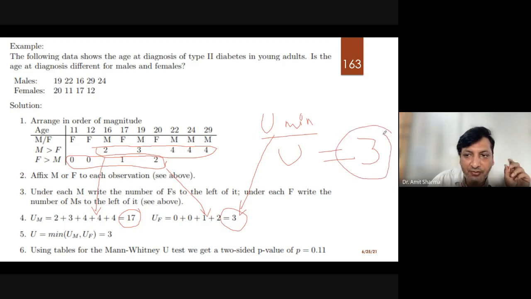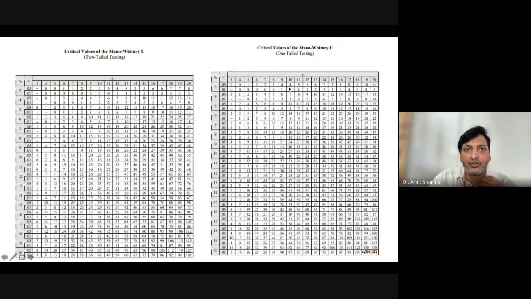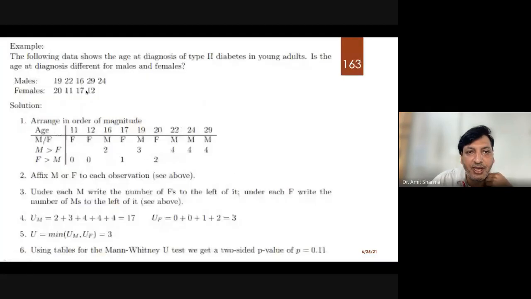So this 3 we have to take to a Mann-Whitney U distribution table, and from there we have to find out whether the null hypothesis is rejected or accepted, and whether our results are significant or not significant. For a two-sided test, I will show you where the table is. This is the Mann-Whitney U table, and now we have to see one more thing: what was the sample size of male and what was the sample size of female.